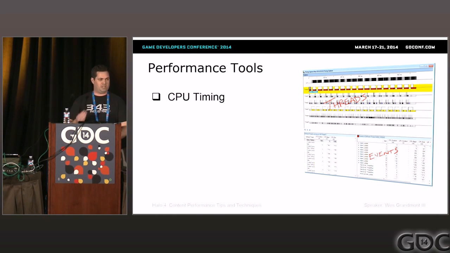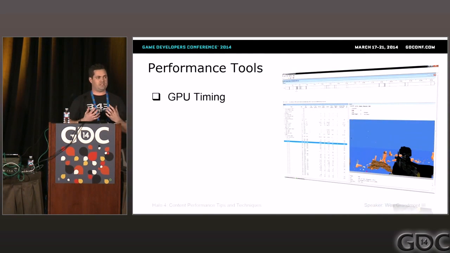And then the GPU timing captures, which I'll talk about on the next slide, take a little bit more time because we have to gather up all the information that is used to render a single frame. And it's more intensive for the dev kit. So we'd do this only once we'd identified that we have a GPU-related problem in an area.